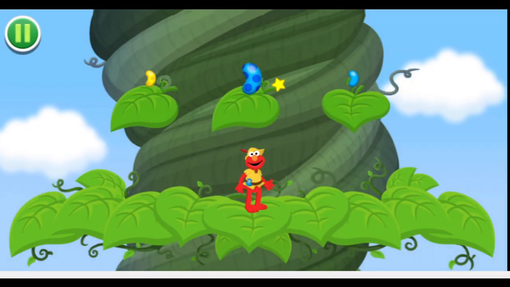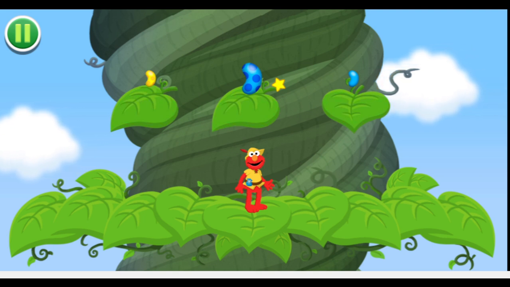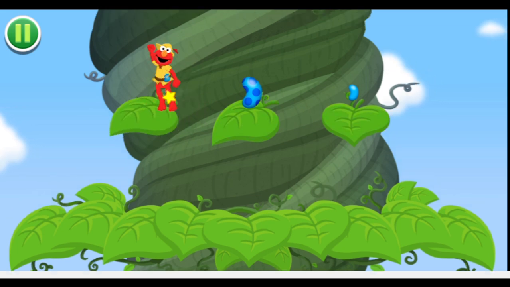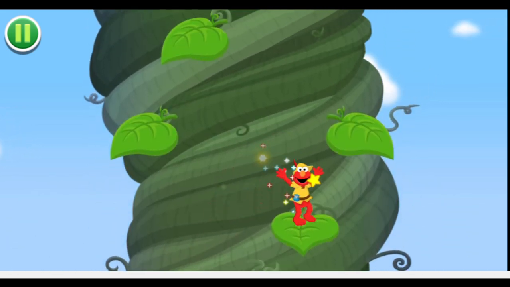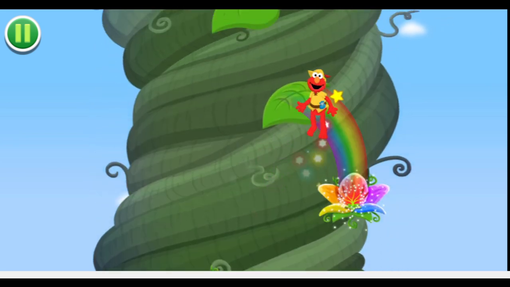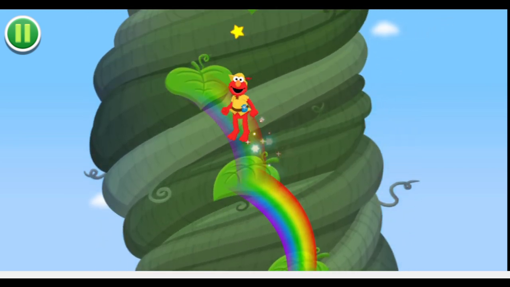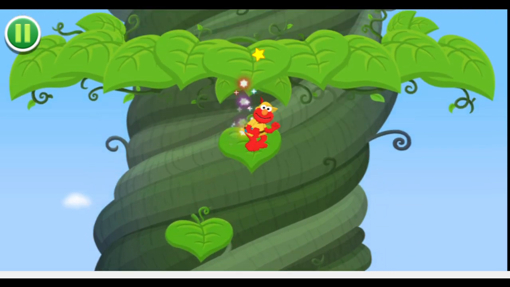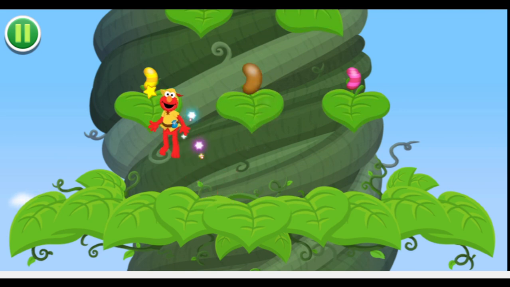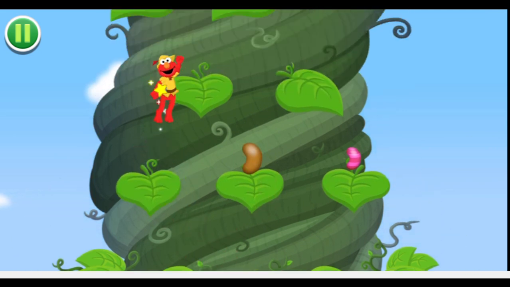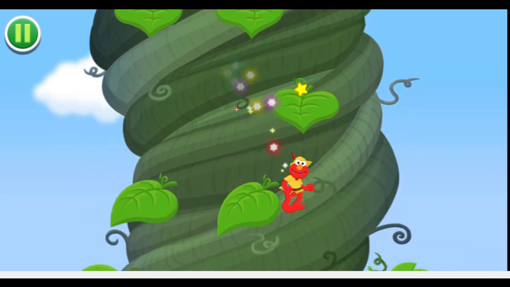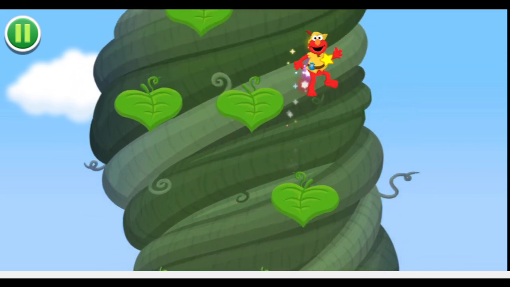This time, jump to each of the yellow beans. Nicely done! Cool! Keep looking for all the yellow beans. Up, up and away! Cool!